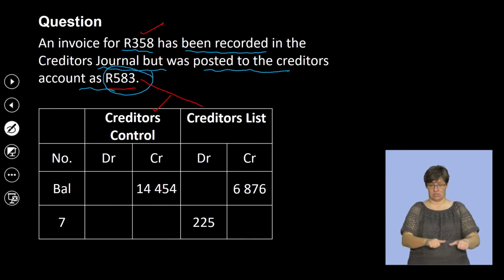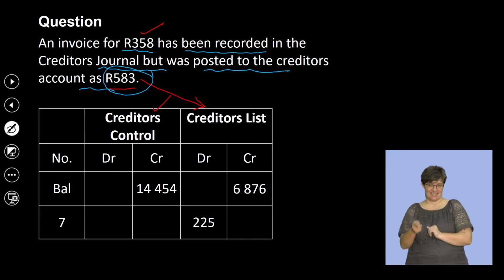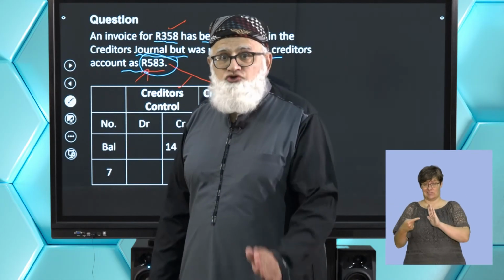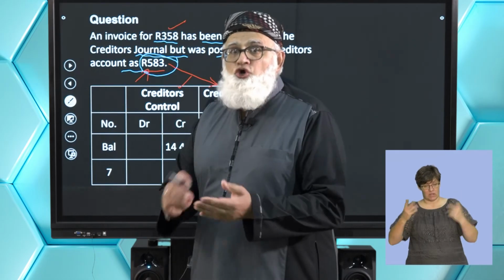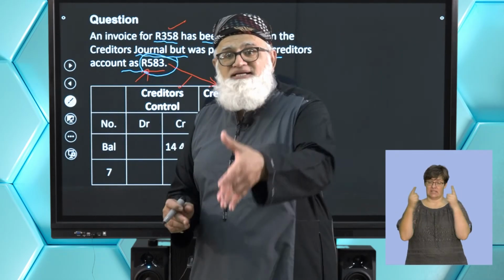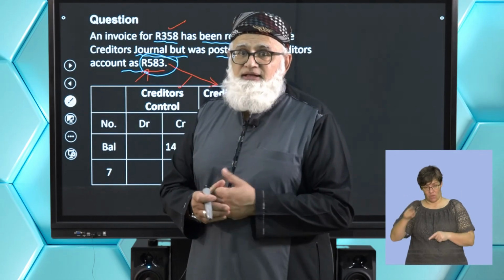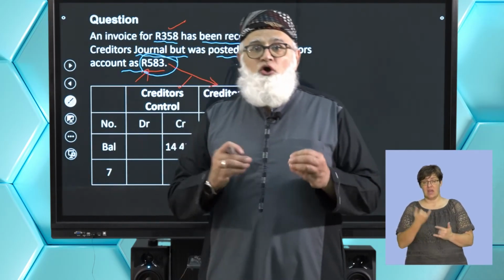That means in my list, there was an error. It was an amount of 358, recorded as 583. Clearly you can see there was an amount of 225 too much. You overstated the amount in the personal account of the creditor. This has now to be corrected.